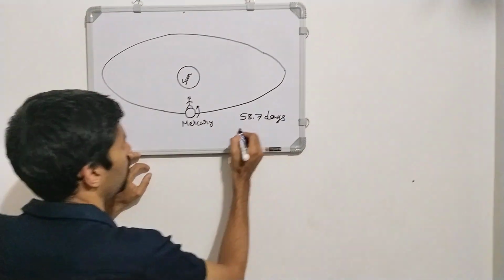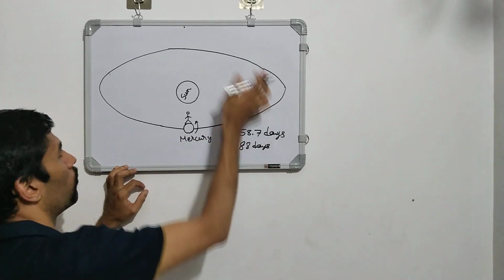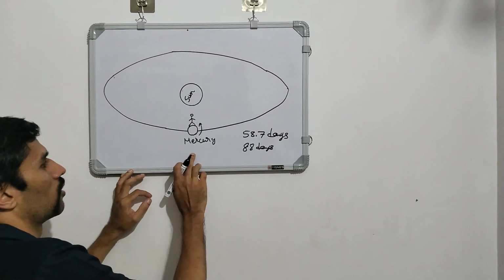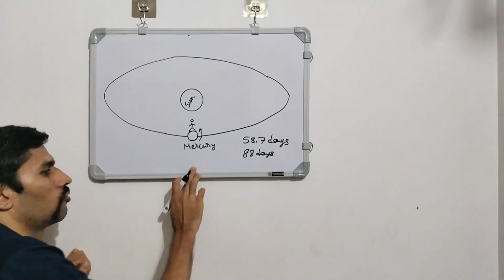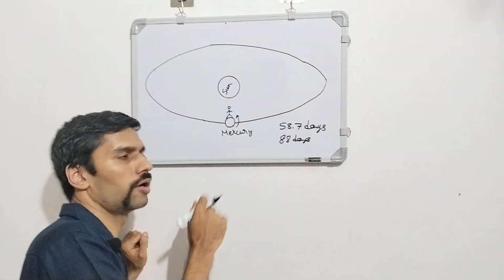Whereas it takes 88 days to complete one complete revolution around the sun, because Mercury is very close to the sun, so a year of Mercury is just a quarter of a year on our planet.